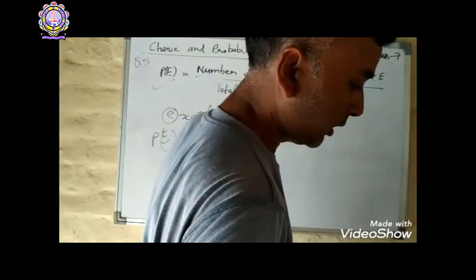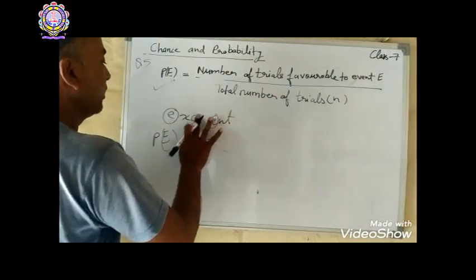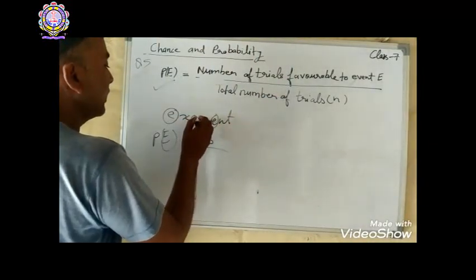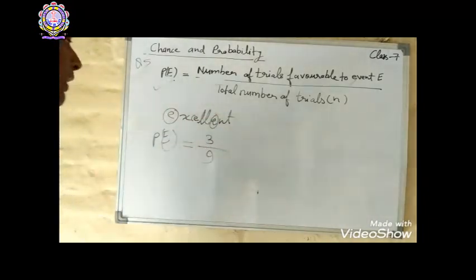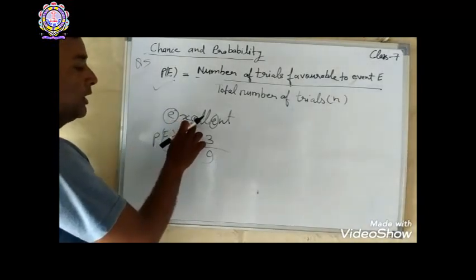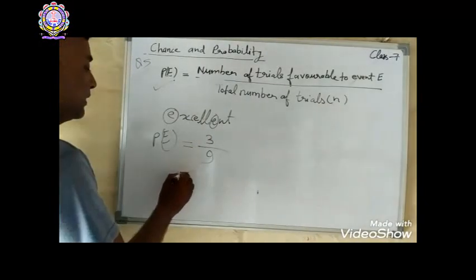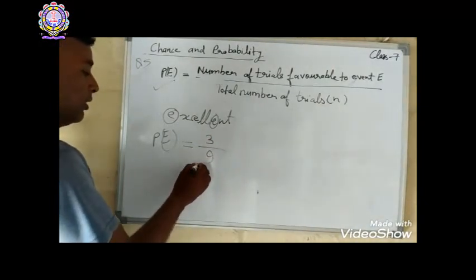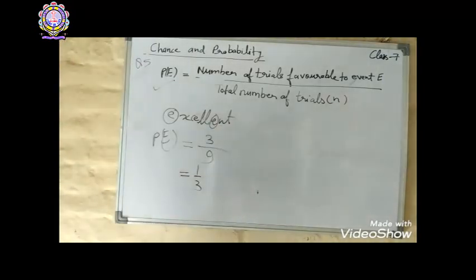The word EXCELLENT has a double L. Total number of letters is 9: E, X, C, E, double L, E, and T. So what is the probability? That is 3 upon 9, or 1 upon 3. 3 into 1 is 3, 3 into 3 is 9.